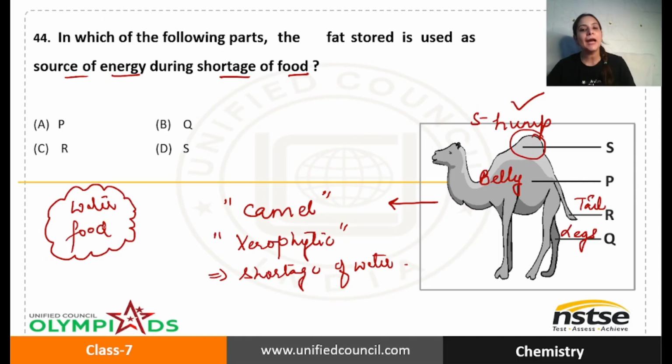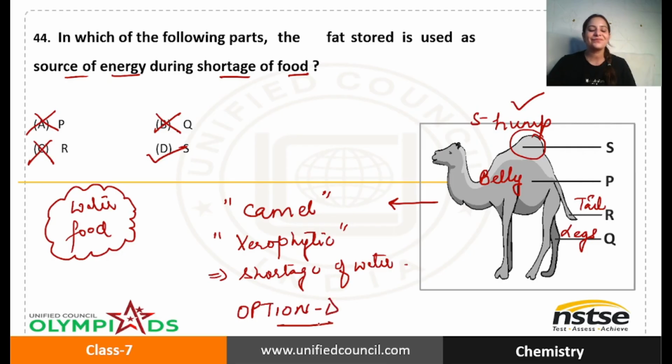So that is the reason camel can live for few days without water also and without food also. It is one of the adaptations which makes camel more adaptable to survive better in desert areas. So here which portion? S is the right answer, because P is belly. Belly doesn't store food or fat. Q is legs, again no, and even not R. So basically the correct answer for this question is option D.